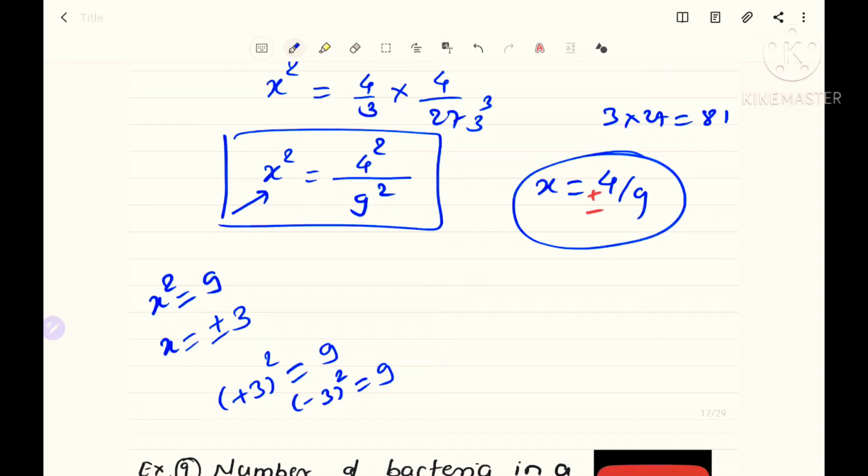So there are the two possibilities. Therefore, we always mention plus and minus while removing the square. So here also, since you want to remove the square, make sure that you mention plus and minus sign as a value of x.